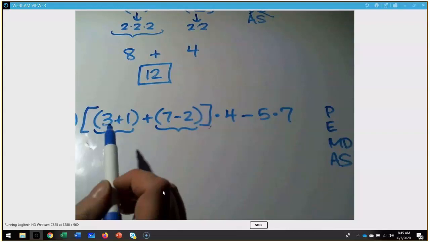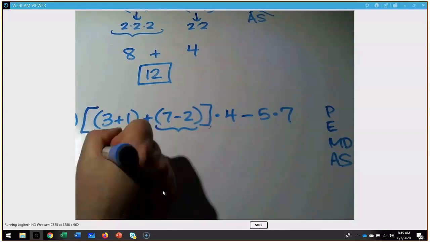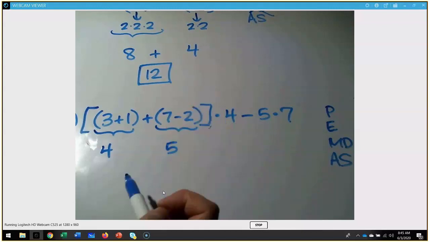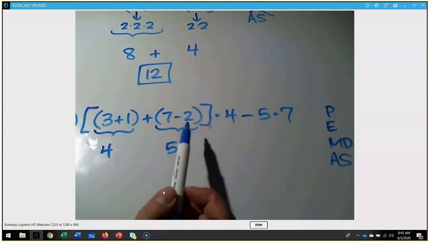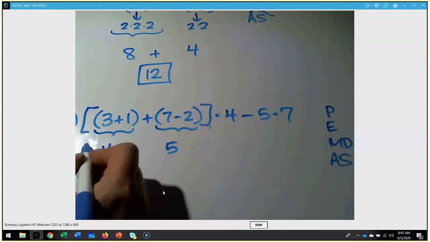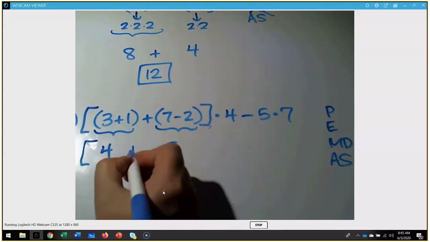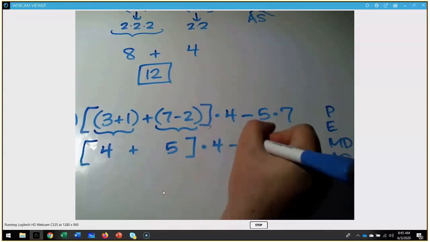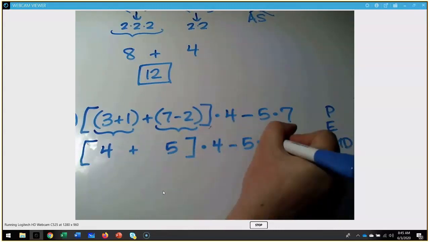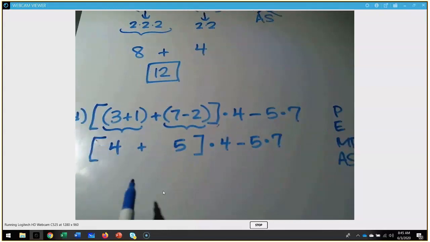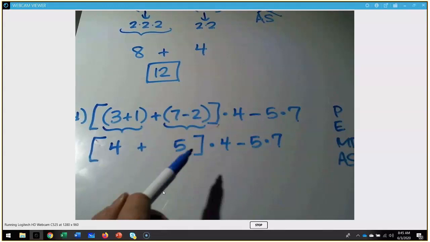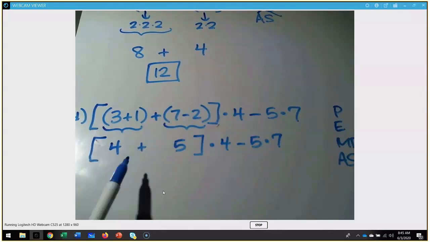So 3 plus 1 is 4. 7 minus 2 is 5. That takes care of the inside parentheses, and I'm going to bring everything else down, including the stuff on the outside, just so I don't lose track of it. And just like with multiplication and division, if you have more than one thing to do, you just have to keep going before you go on to the next.